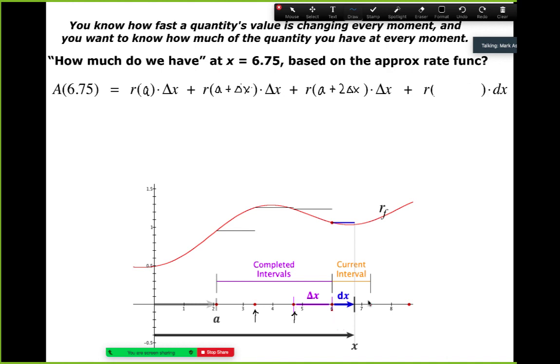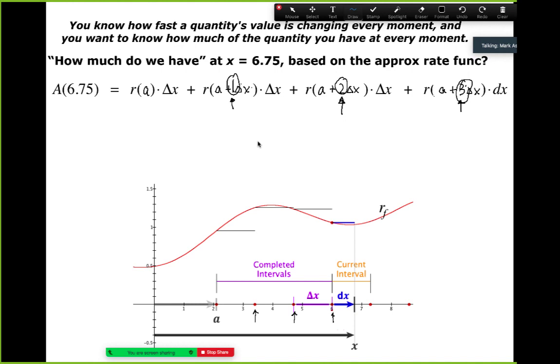All right, what about the last rate? The x value for the last interval? Come on, guys. Anybody? A plus 3 delta x. Thank you. And notice, this is the rate in the fourth interval, or the current interval, but it's the fourth interval. And how many delta x's does it take to get to the fourth interval? 3 delta x's. How many delta x's does it take to get to the third interval? 2. How many delta x's does it take to get to the beginning of the second interval? 1. Right?